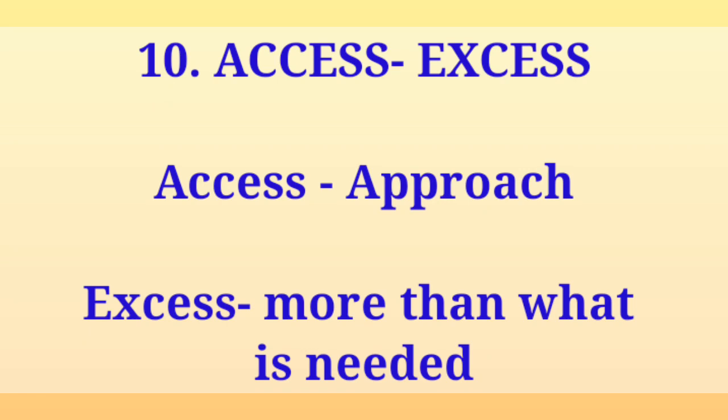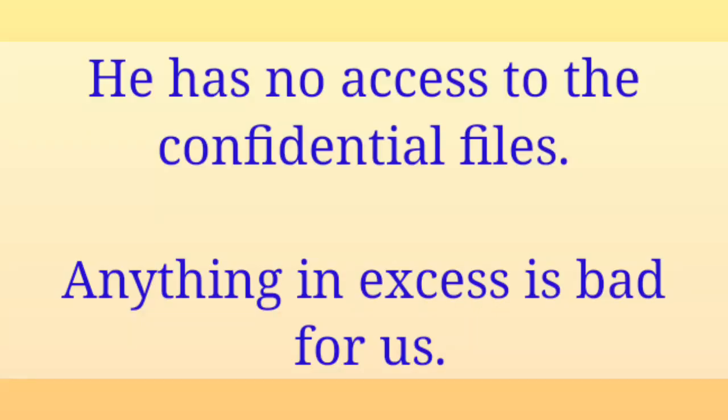Now next set of words are access and excess. Access with the A means approach and excess with the E means more than what is needed. Now look at the sentences. He has no access to the confidential files. Here access means that he has no approach to the confidential files. He cannot see it. He cannot go to them. The next sentence is, anything in excess is bad for us. Now here excess means that anything when it is more than needed, it is bad for us.